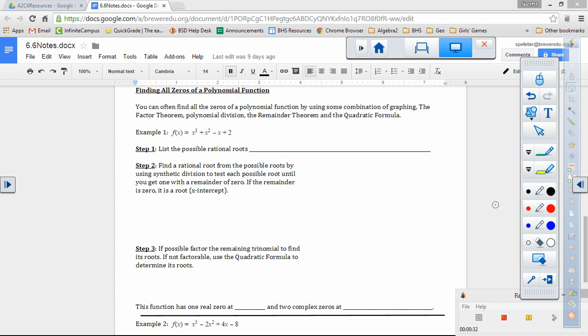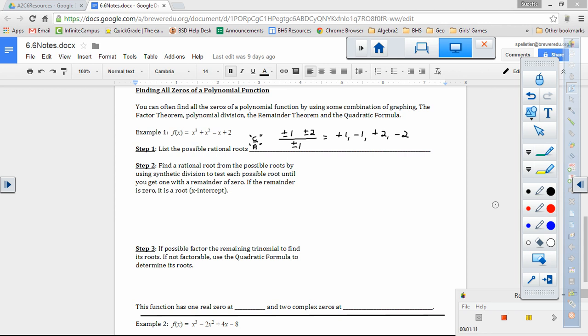Finding all the zeros of a polynomial function. You can often find all the zeros of a polynomial function by using some combination of graphing, the factor theorem, polynomial division, the remainder theorem, and the quadratic formula. So first, let's list all of our possible roots. Again, remember, we do factors of C over factors of A. So factors of C, plus or minus 1, plus or minus 2, all over factors of A, plus or minus 1. So my combinations are going to be positive 1, negative 1, positive 2, or negative 2. So I have four possible rational roots.